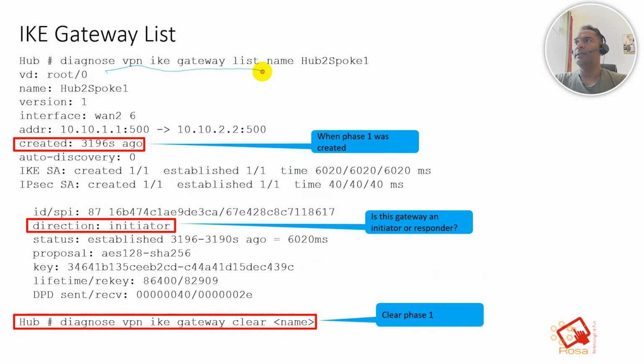With diagnose vpn ike gateway list, you can see when the tunnel was created, whether this gateway is the initiator or responder, and how we can clear the phase 1. For clearing the phase 1, you have to use diagnose vpn ike gateway clear. If you use this command, you will be able to clear the phase 1 interface of a tunnel. And using flush, you clear the phase 2.